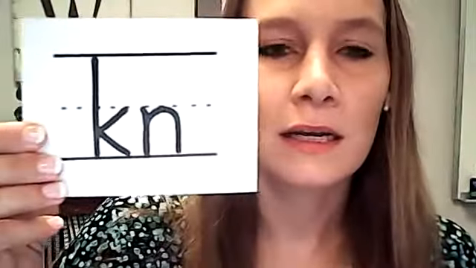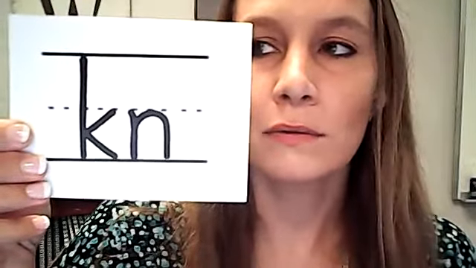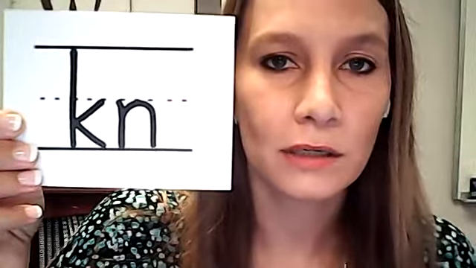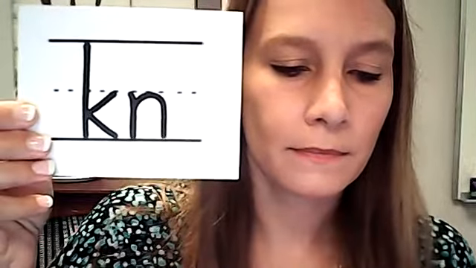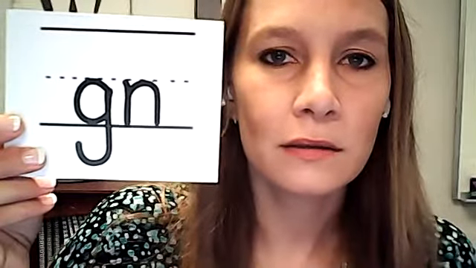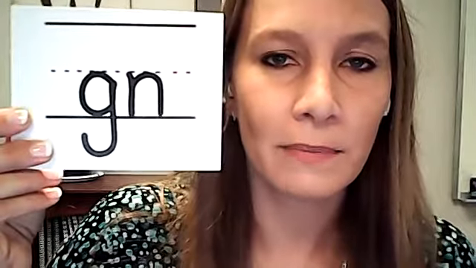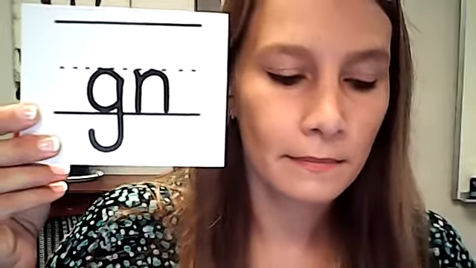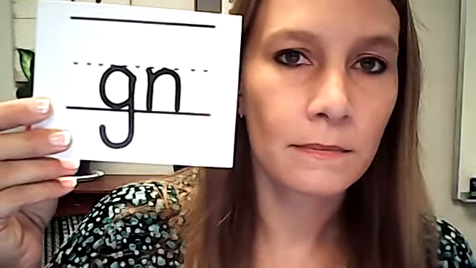My turn. R, two-letter R. Your turn. Good. My turn. N, two-letter N, used only at the beginning of a base word. Your turn. Good. N, two-letter N, used both at the beginning and end of a base word. Your turn. My turn. Two letter. Your turn. Good.